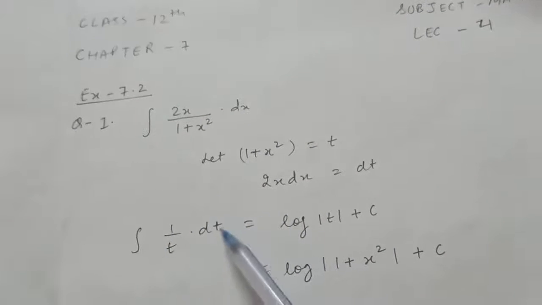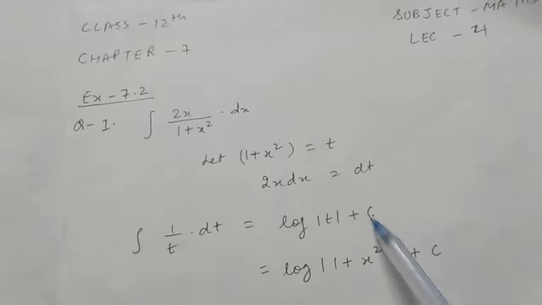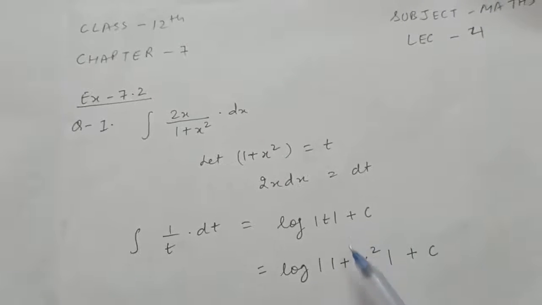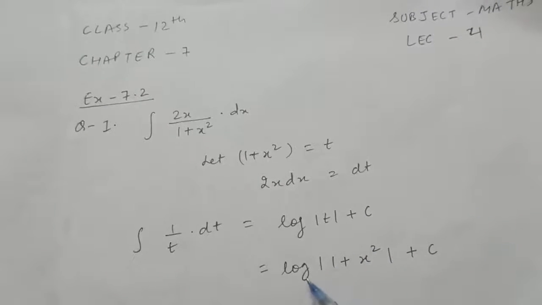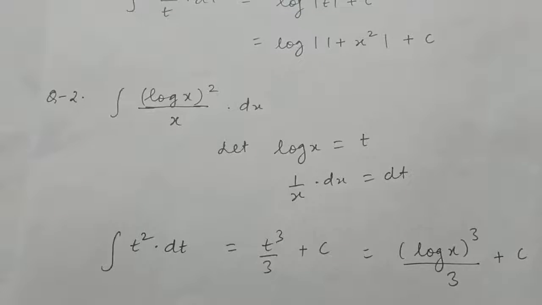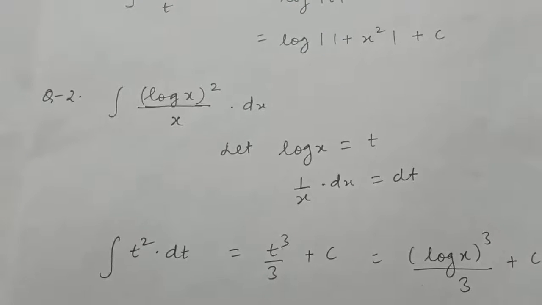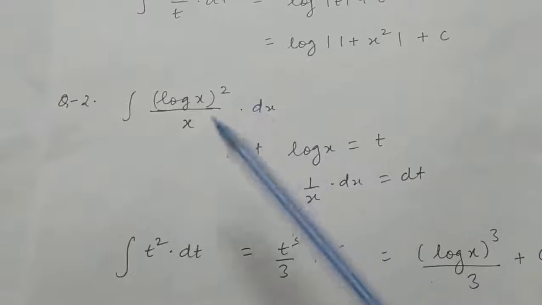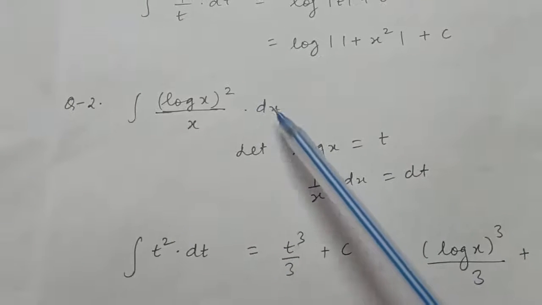Now you know the integral of this is log mod t plus c. Now in place of t put 1 plus x square, so it is equal to log mod of 1 plus x square plus c. Now in question number second, integral of log x square upon x with respect to x.